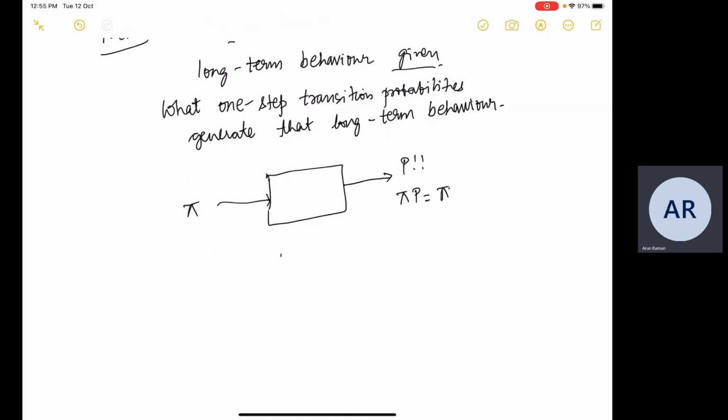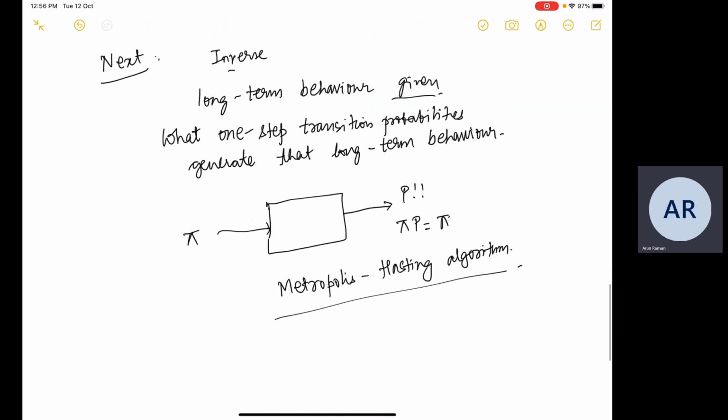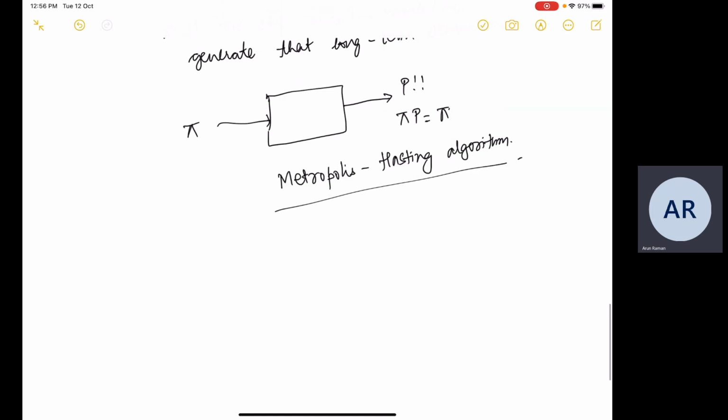Today we will be discussing the Metropolis Hastings algorithm to do the same. So this is our objective. We have a long-term behavior which we want to simulate somehow, for some reason. How can we do that? How can we create a Markov chain which has a given steady state distribution? This is what we are interested in.